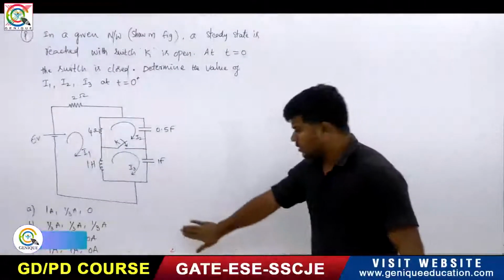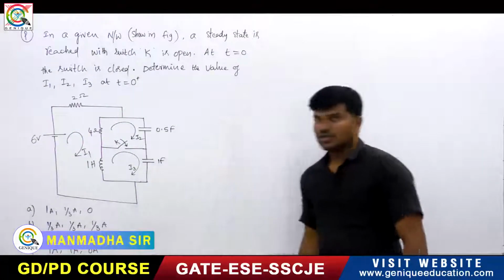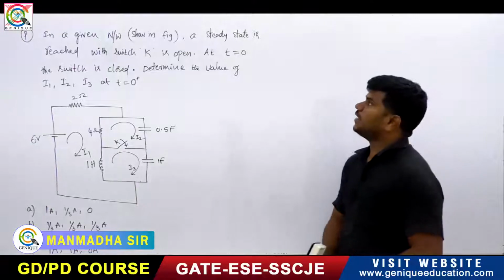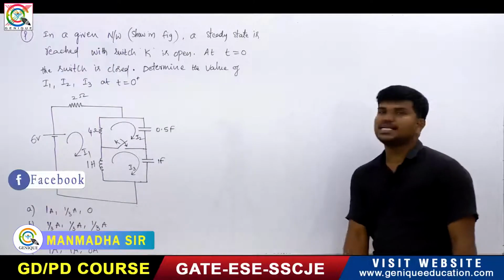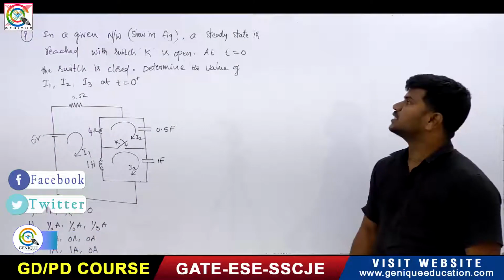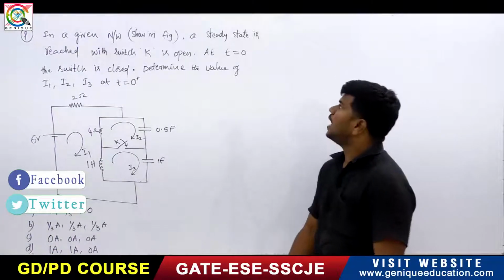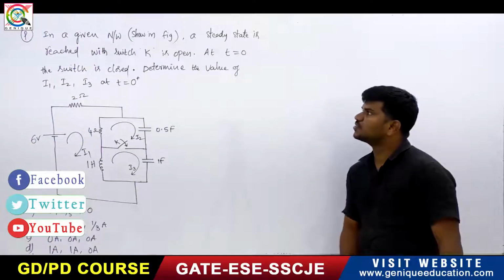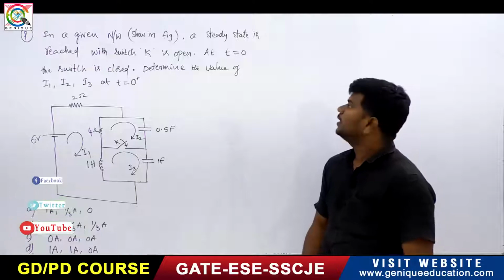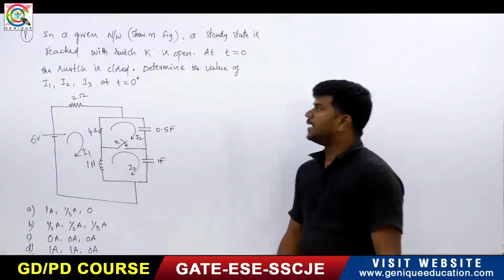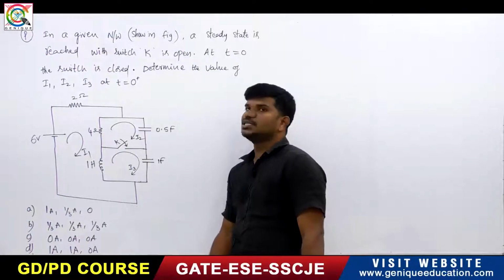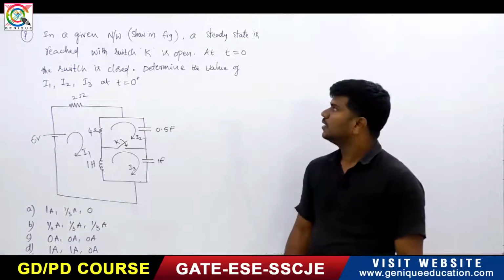So this is the next question. Observe this. Read this question. In a given network shown in figure, a steady state is reached with the switch K open. At t equals 0, the switch is closed. Determine the value of I1, I2, I3 at t equals 0 plus.